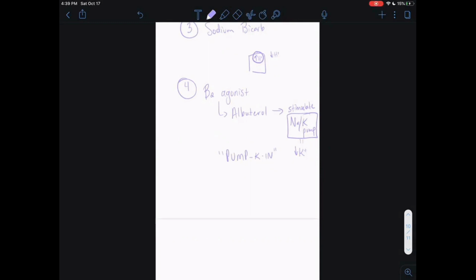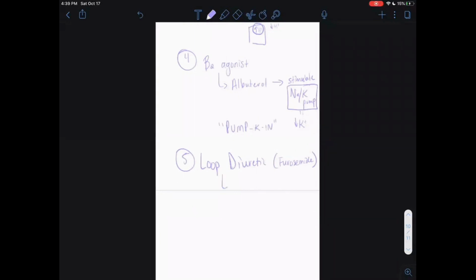All right, and then next, I would say you can give a diuretic. So the most common is to give a loop diuretic. And the classic drug for that is going to be furosemide. So furosemide causes you to pee out a ton of potassium, right? So the hyperkalemia can be treated by the loop diuretic because you pee out your potassium.